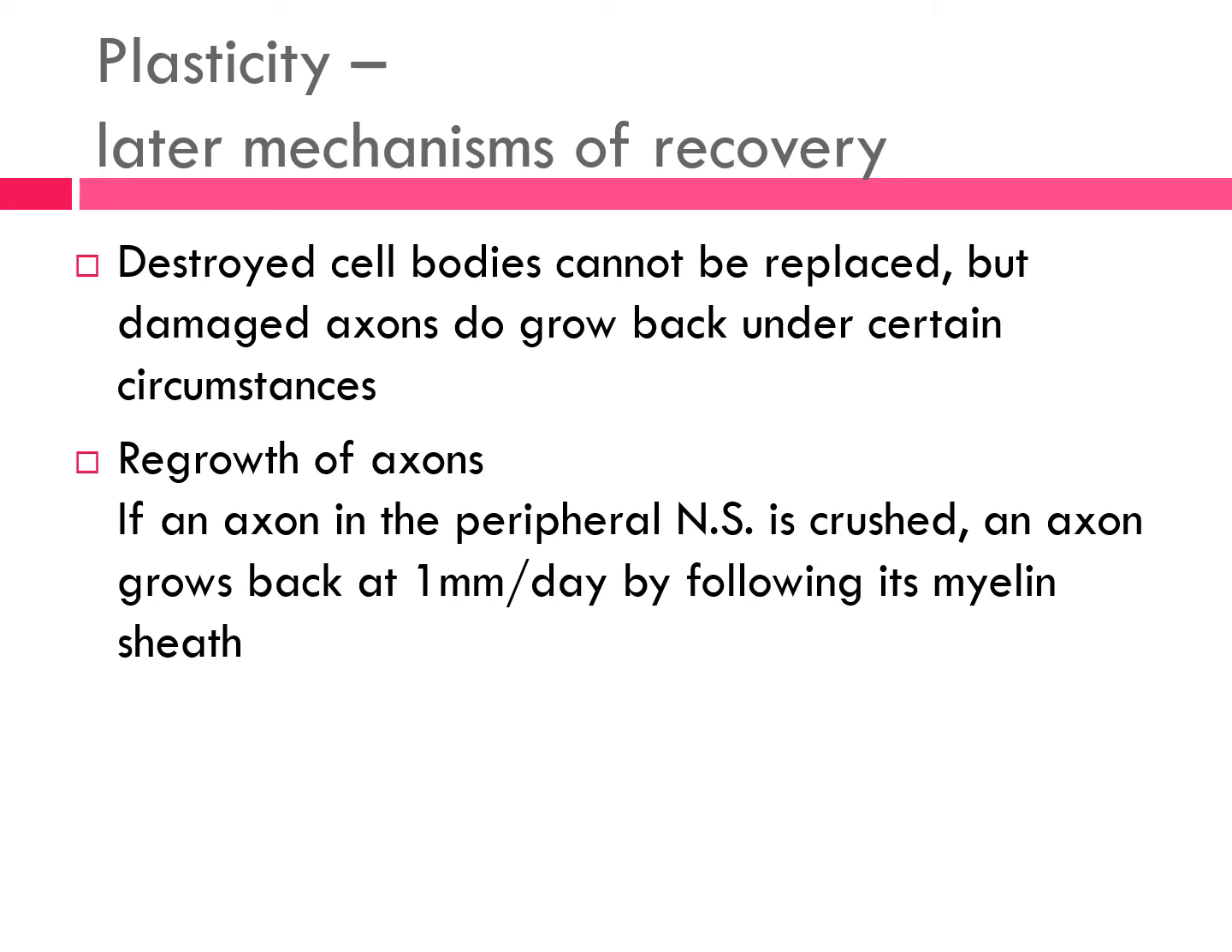We do see, however, regrowth of axons in the peripheral nervous system of mammals. So even if an axon is crushed, that axon is going to grow back at about 1 millimeter per day by following that myelin sheath, by following those Schwann cells, so that it can go and find its original targets.